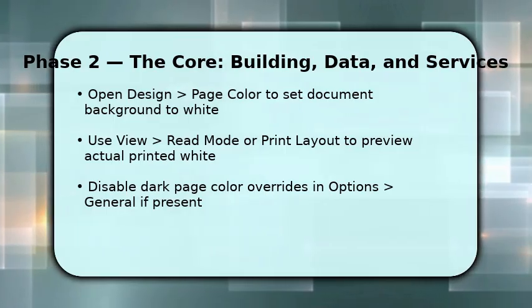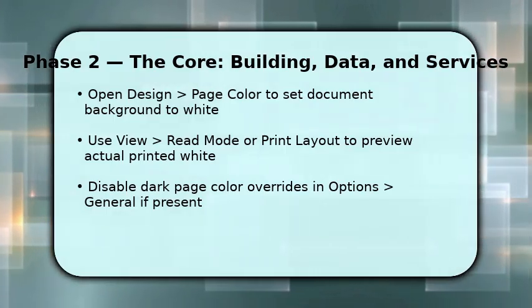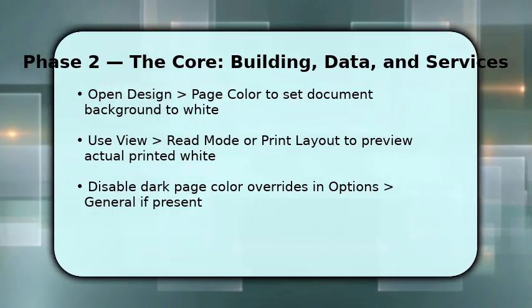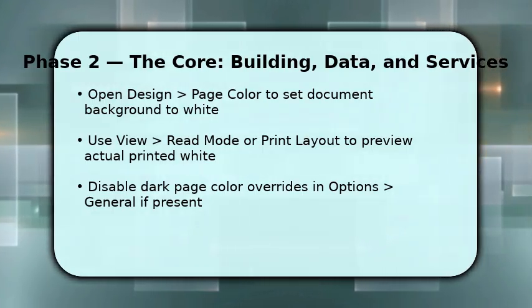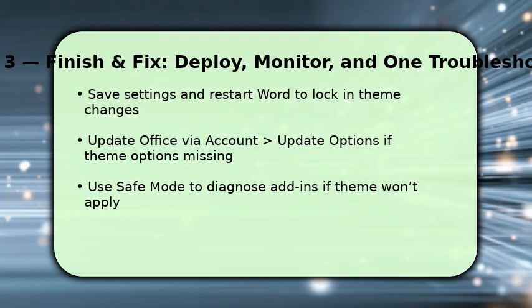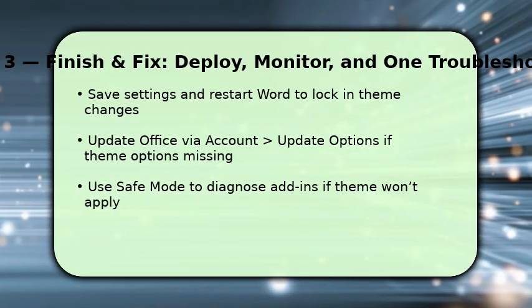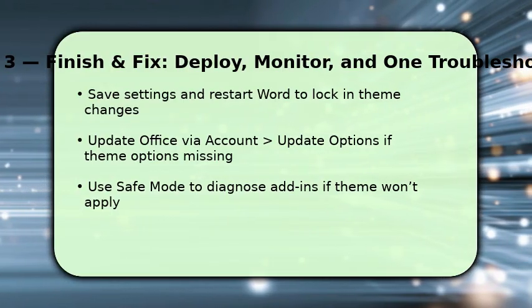If Word still shows a dark page, go to File Options General and turn off any dark page color overrides. This aligns what you see on screen with the printed white output. To finish, save your work and restart Word so all theme elements load correctly. This seals changes across documents.